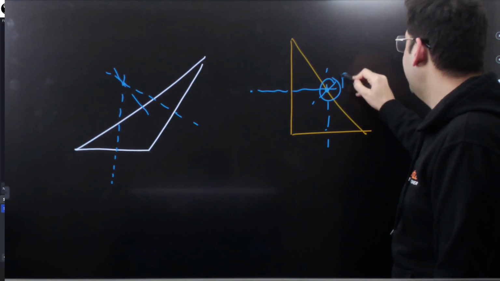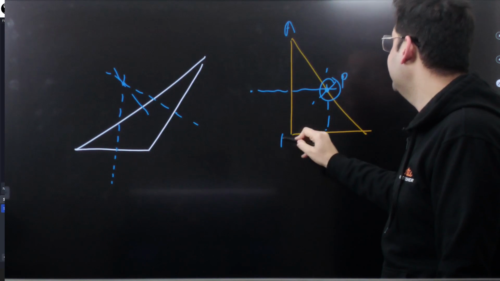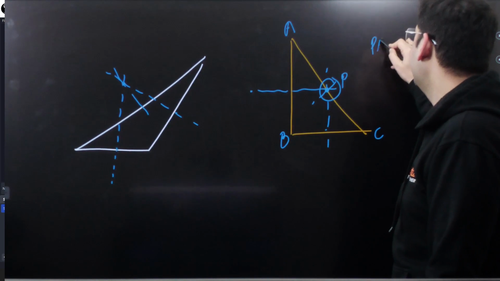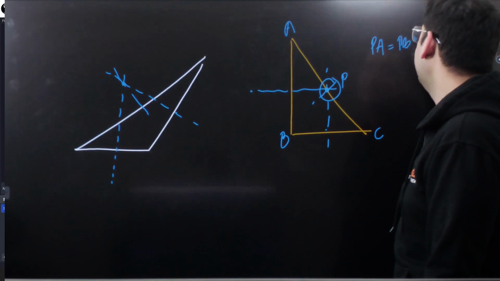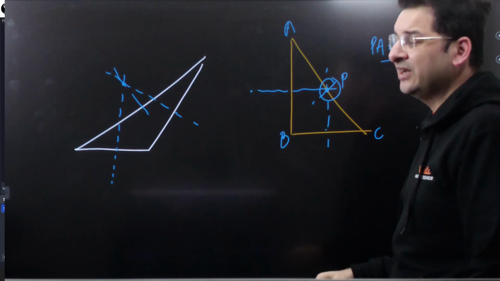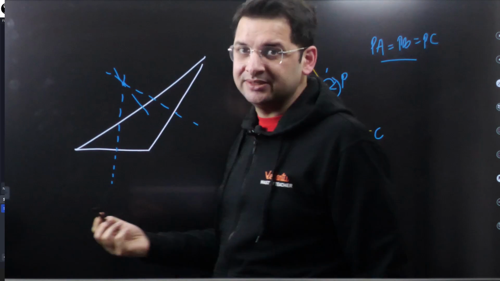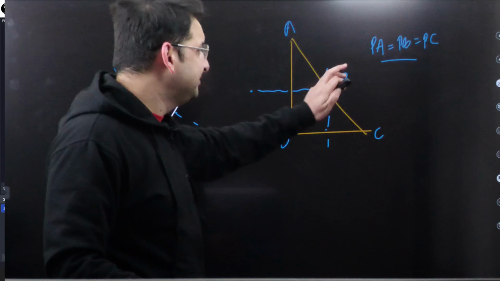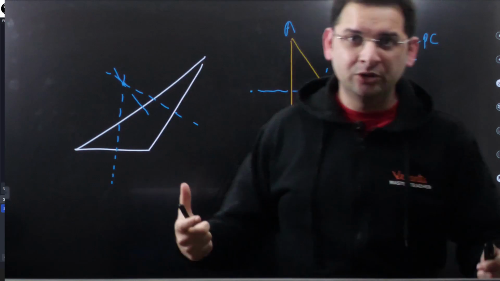And so this is the point P, A, B, C. Again, PA is equal to PB is equal to PC. This point, the midpoint of the hypotenuse, is equidistant from all the three vertices, right? So this is the generic idea of the circumcenter if you didn't know about it.